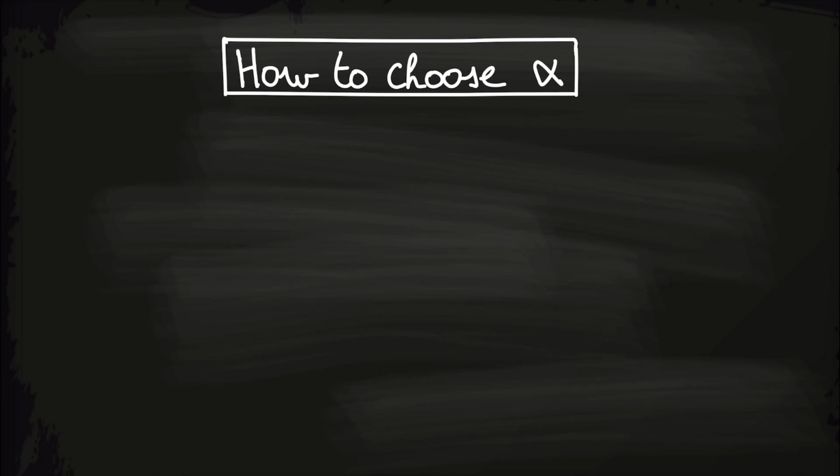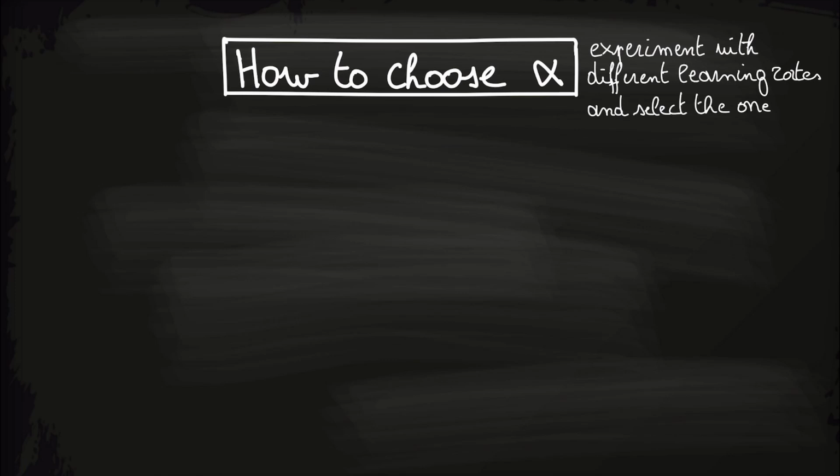Now we will learn how to choose a good learning rate. Finding the best learning rate for gradient descent in linear regression involves experimenting with different learning rates and selecting the one that converges quickly to the minimum of the cost function. Here's a simple method to determine the optimal learning rate.